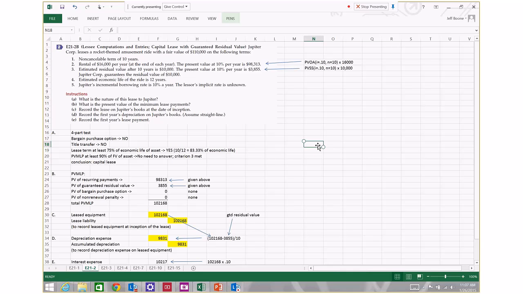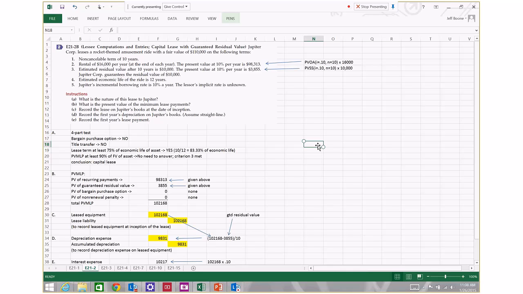Okay, exercise 21-2B, accounting for a lease from the point of view of the lessee. Somewhat similar to the one that we just looked at, a little bit more detailed. So here's our story. We've got Jupiter Corp. Jupiter Corp is the lessee. They lease a rocket-themed amusement ride with a fair value of $110,000 on the following terms.